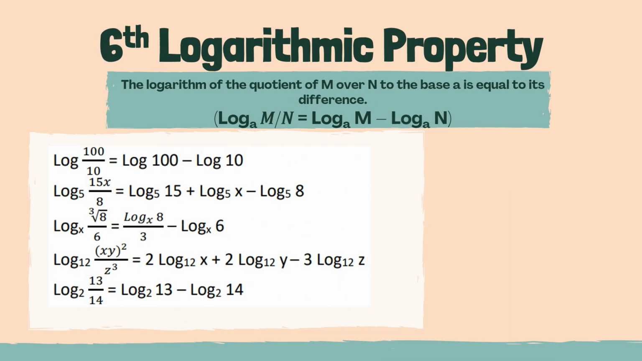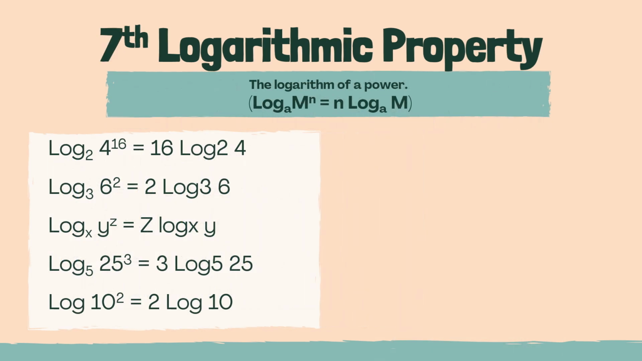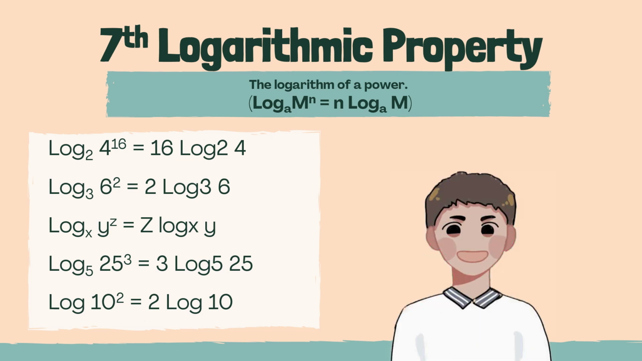Sixth property. The logarithm of the quotient of m over n to the base a is equal to its difference. It is related to the fifth property but is separated by the minus sign instead of the plus sign. Seventh property. The logarithm of a power.